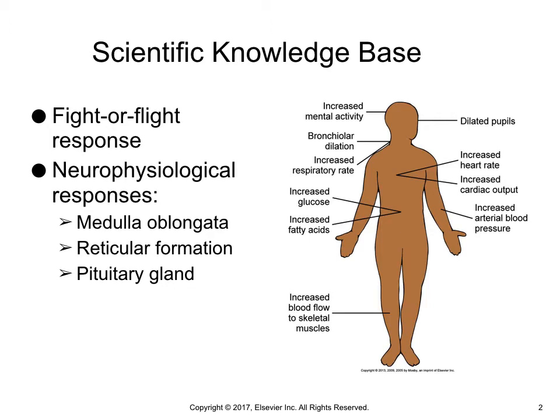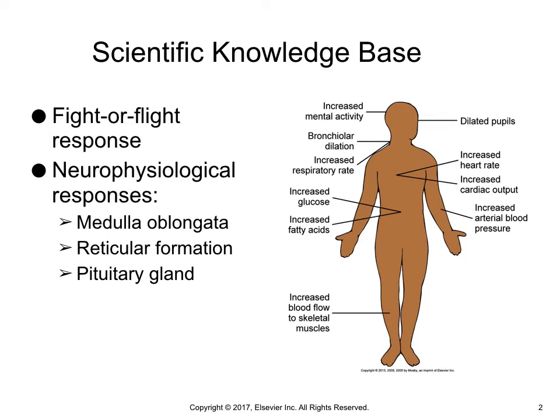Three structures control the response of the body to a stressor. 1. The medulla oblongata. 2. The reticular formation. And 3. The pituitary gland. The medulla oblongata controls heart rate, blood pressure, and respiration. Impulses traveling to and from the medulla oblongata increase or decrease these vital functions.